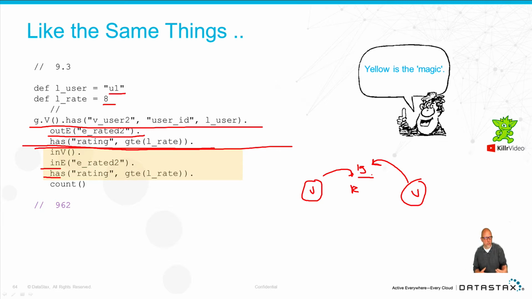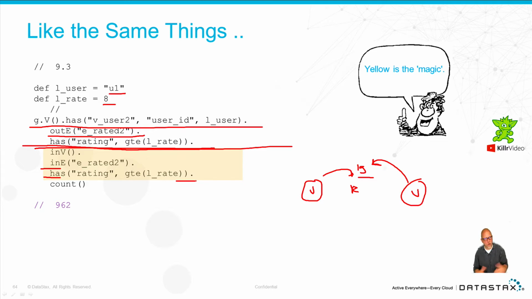As per this construct, I did an out E. I'm sitting on the edge. I come in V in E. Other users who have rated, and what this has, 8 or higher. Good to go? 962 times people have rated the same ratings. The same ratings is on a movie. The same movies, 962 times, other people have rated the same movies 8 or higher. You good?